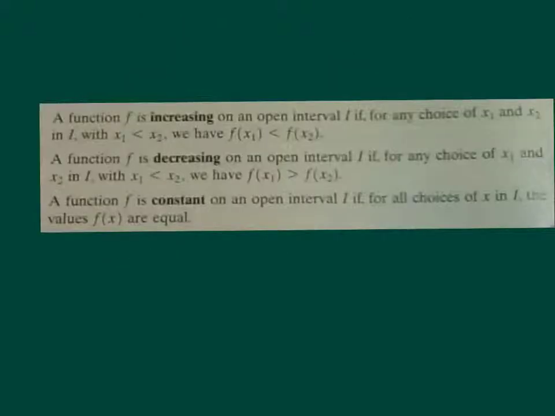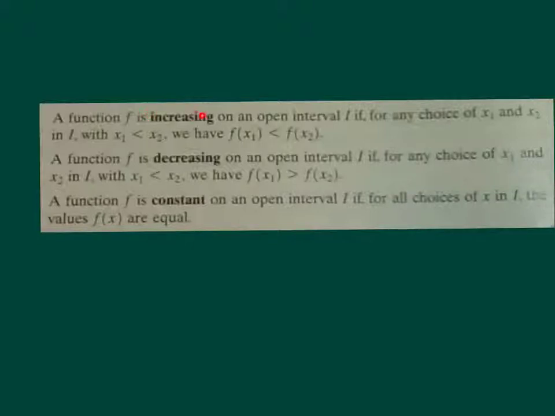When looking at a graph, it can be increasing, decreasing, or constant. Say we had a graph like this. This graph would be increasing since it's going up the whole time. This graph would be decreasing, and this graph would be constant. So here are more precise definitions.